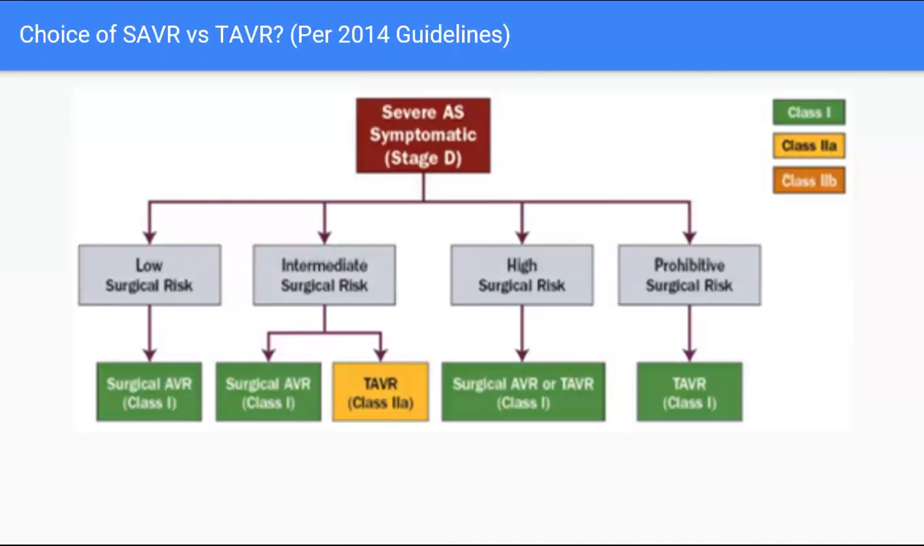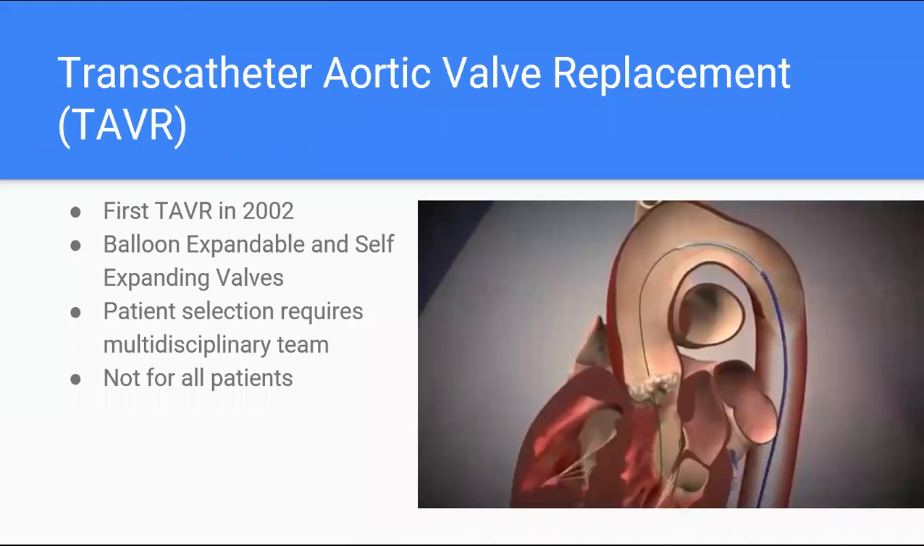Okay, so this kind of simplifies some of the things we've talked about before. All right, so Dr. Soni is going to talk a little bit more about some of the studies in TAVR.